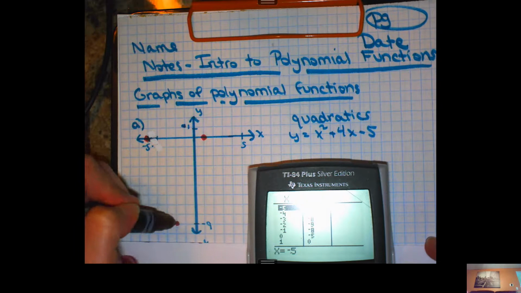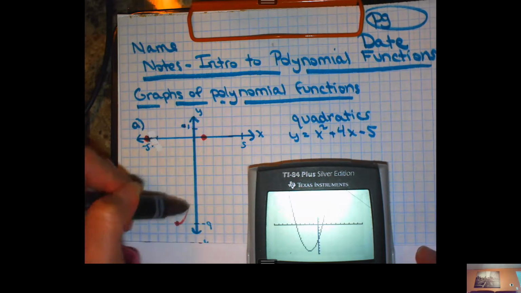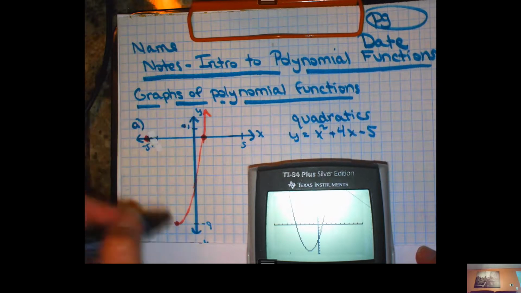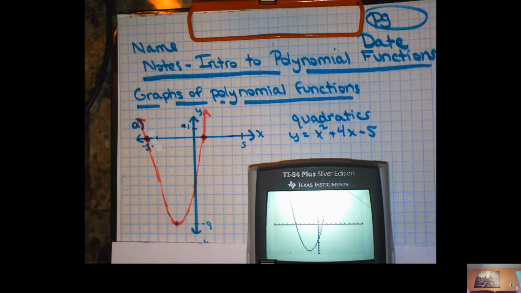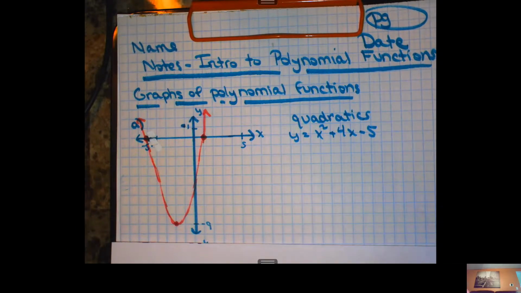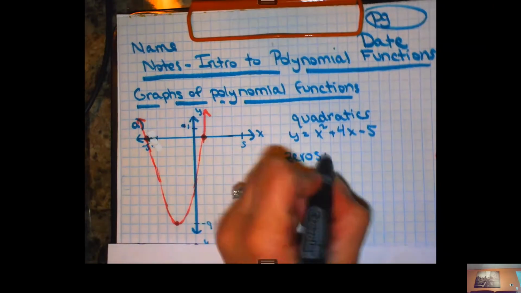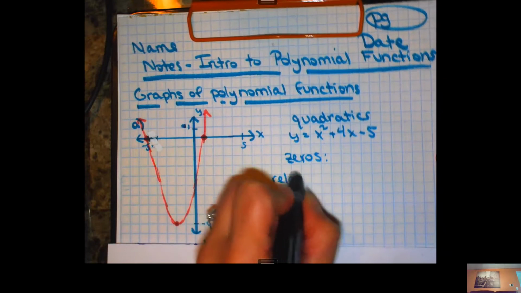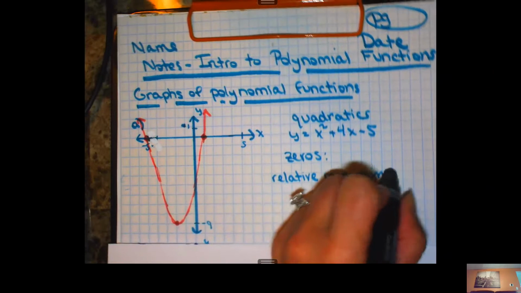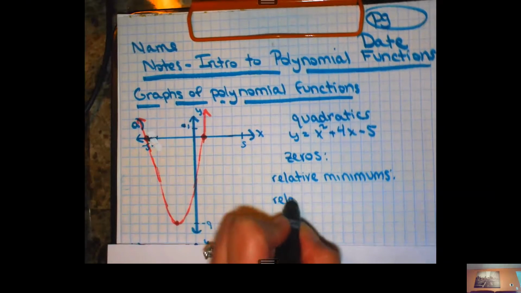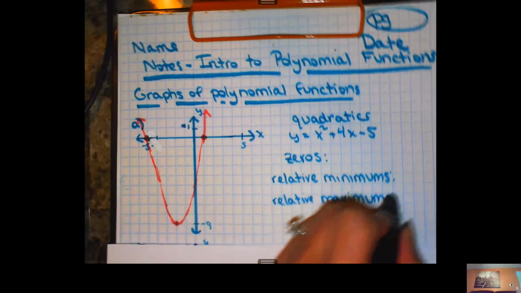Then if I hit my graph, I want it to look like this. It's going to be that shape, so I'm going to have a U shape. So my quadratic is going to look like a U shape. It would be upside down if there was a negative in the front. Now what I want to do on the side of it is write some important information. So I'm going to put on the side here zeros, relative minimums, I'll explain what these mean, and relative maximums. And we'll shorten it when we go down the line.